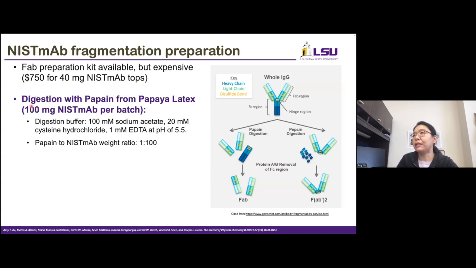So to make the NISTmAb fragments, I chose to use papain, because I want to have both the Fabs as well as the FCs. As shown in this graph here, pepsin, which is another commonly used protease, is not an ideal solution. So here are the digestion buffer conditions.